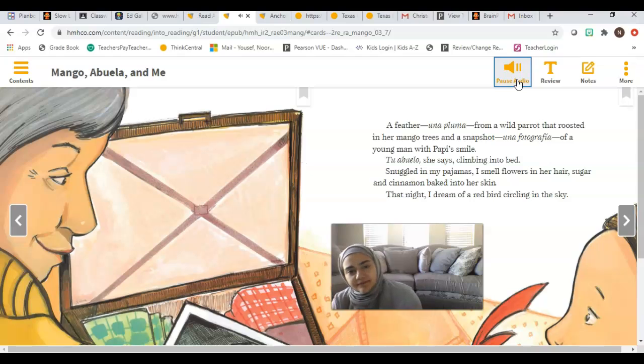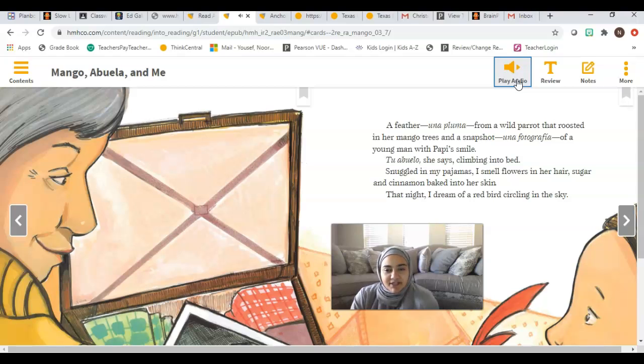A feather, una pluma, from a wild parrot that roosted in her mango trees, and a snapshot, una fotografía, of a young man with Poppy's smile. Tu abuelo, she says, climbing into bed. Snuggled in my pajamas, I smell flowers in her hair, sugar and cinnamon baked into her skin. That night, I dream of a red bird circling in the sky.